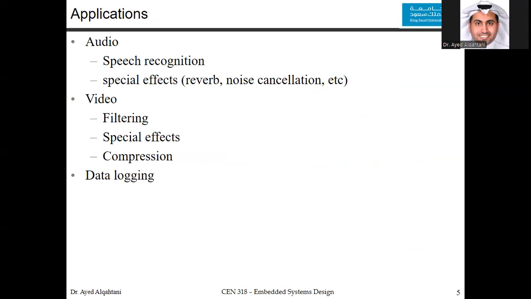Here are some applications for digitizing. We have audio and speech recognition.